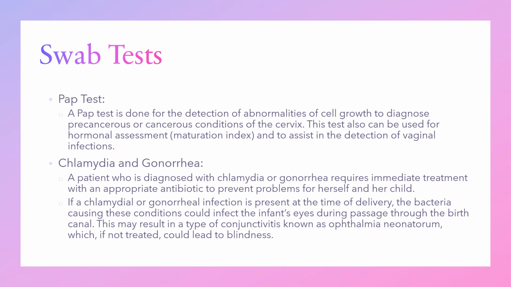If either one of these is present at the time of delivery, the bacteria causing these conditions could infect the infant's eyes during the passage through the birth canal. This can result in a type of conjunctivitis known as ophthalmia neonatorum, which, if not treated, could lead to blindness. This is one of the main reasons why you'll see babies get erythromycin ointment in their eyes, that little greasy Neosporin-looking treatment that goes on their eyes to help protect them.